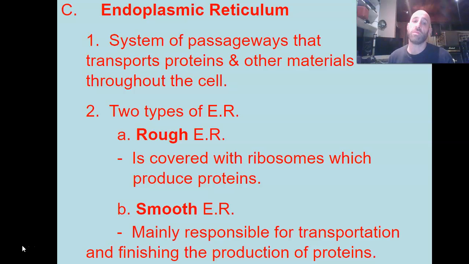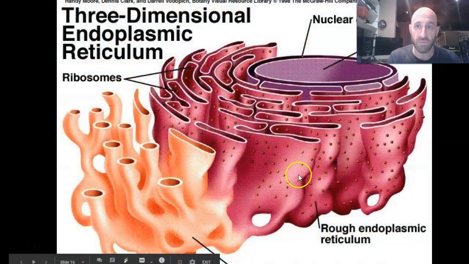And there's really two different types, and the two different types are called the smooth ER and the rough ER. The main job of the smooth ER is to transport proteins and finish them up. And the rough ER is rough because it's covered in ribosomes. So that's an easy way to remember it. Rough ribosomes, RR. It's covered in ribosomes, and this is where proteins get made. So this next image will hopefully show you the difference between them.